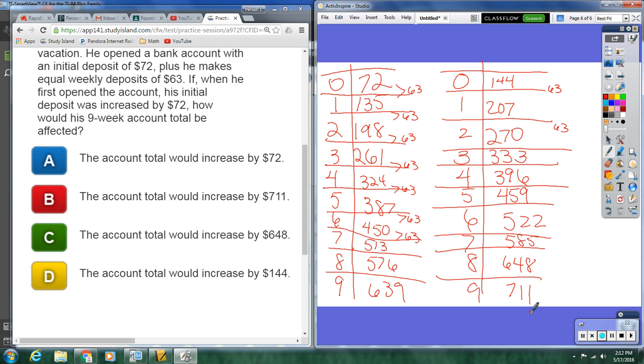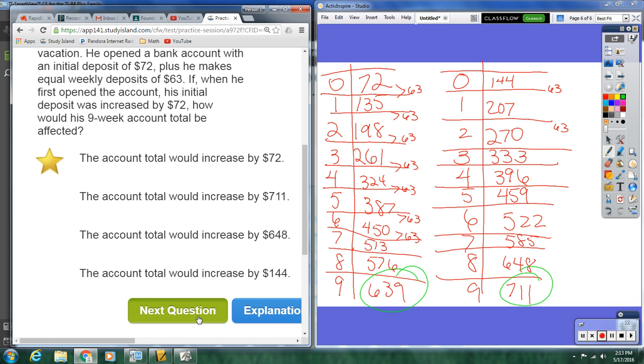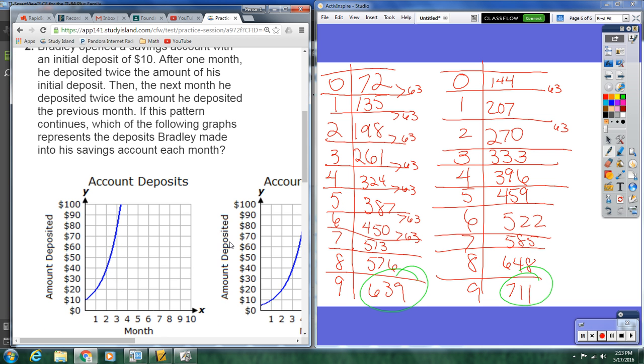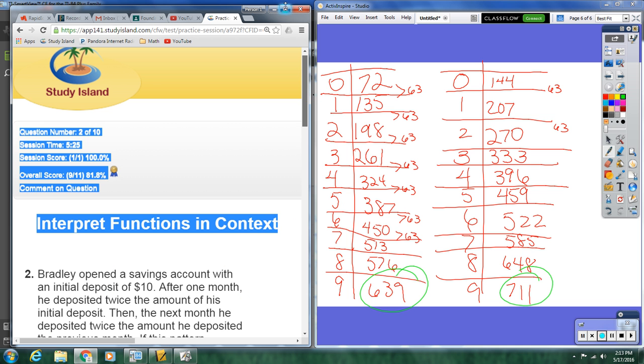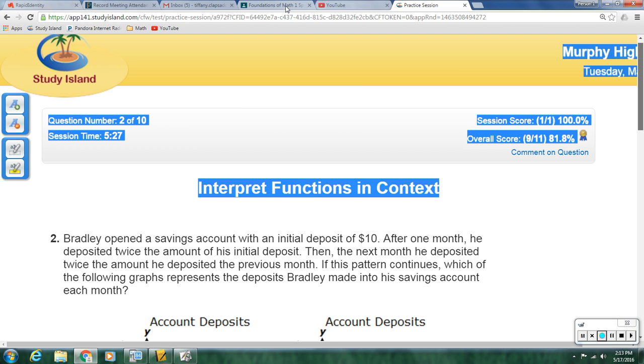How would his 9-week total be affected? By a lot, I hear you say. What's the difference in those two things? $72. Did anything change? I think the only thing that changed was the initial deposit, so all that work y'all did wasn't needed. Oh well, that's it. Yep.